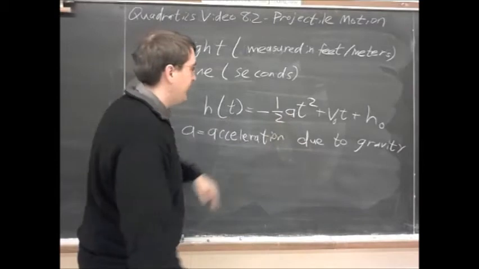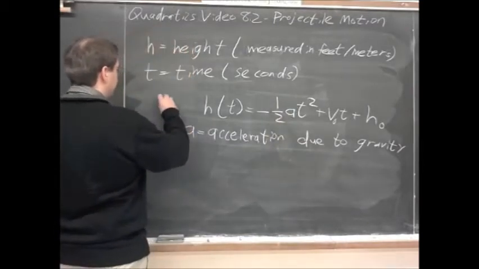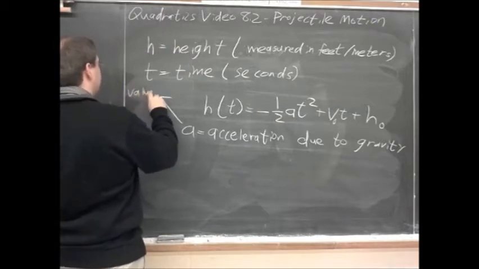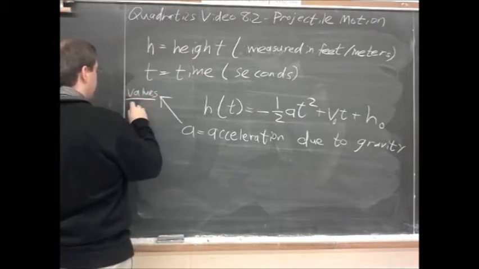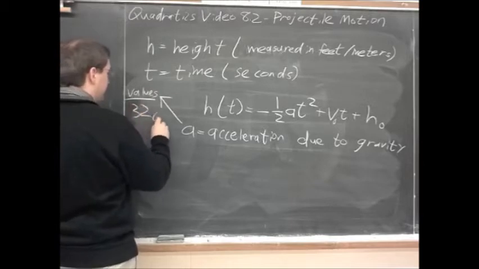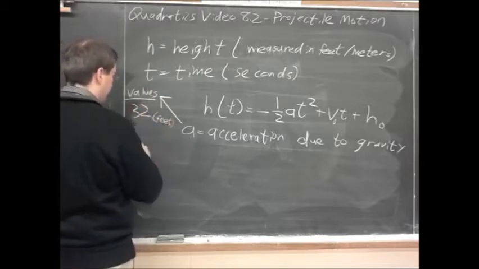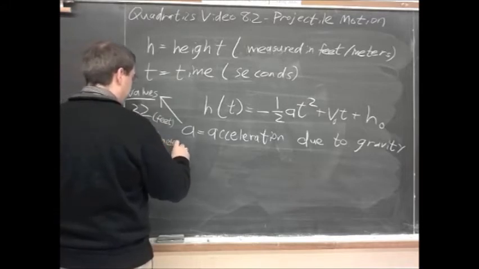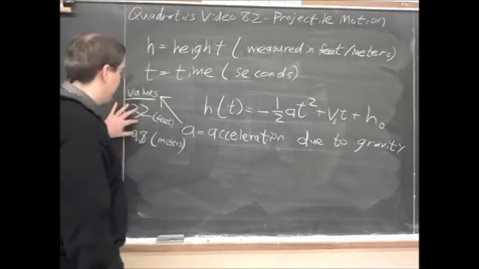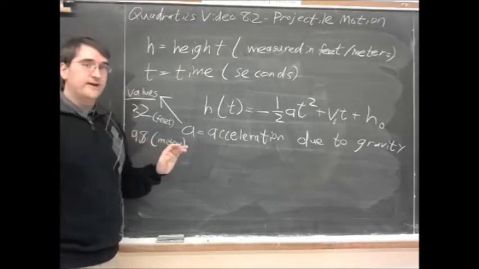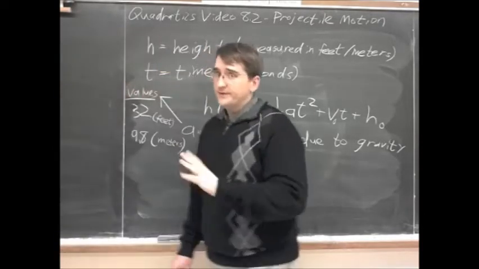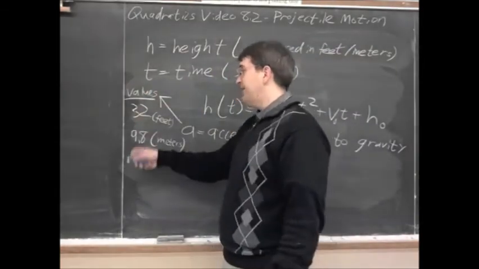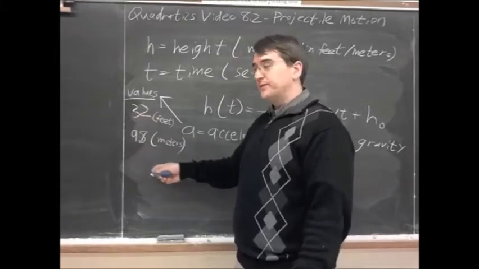Really, this value right there, that a, pretty much only takes one of two values. The values for a are either going to be 32, if we're talking about feet, or 9.8 if height is measured in meters. You're only ever going to have an acceleration that's one of these two values, assuming you're on Earth. If you're on other planets, then, you know, all bets are off. If you're on the moon or on Mars, these numbers are going to be different.